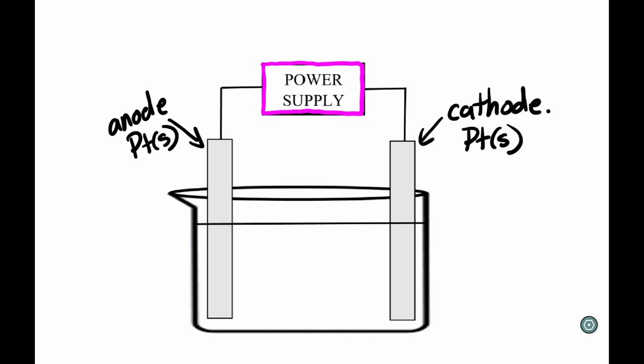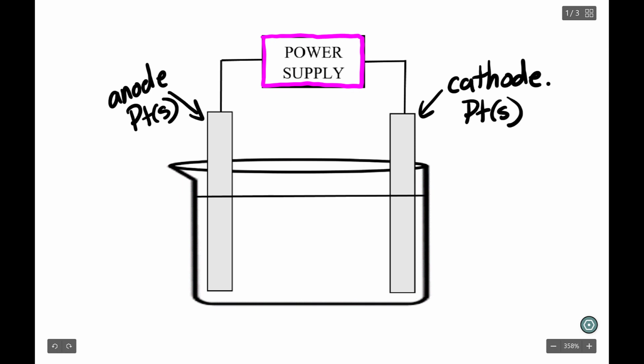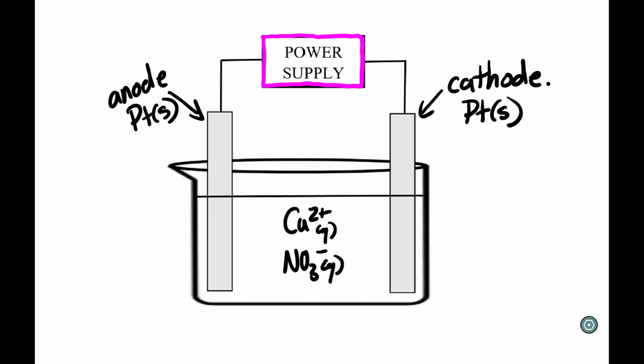Okay, the next thing I'm going to do is add our electrolyte solution. So I've got copper 2+ ions, aqueous, and I have nitrate ions, aqueous. And of course, because this is aqueous, there's really water everywhere.